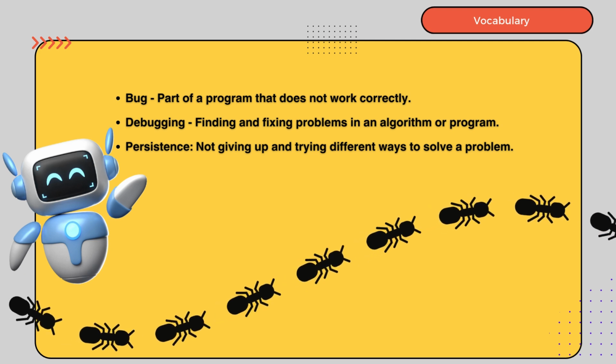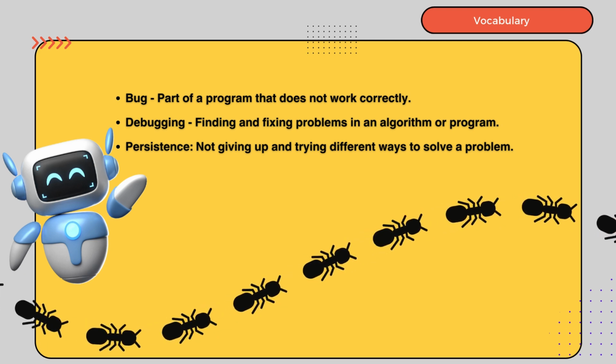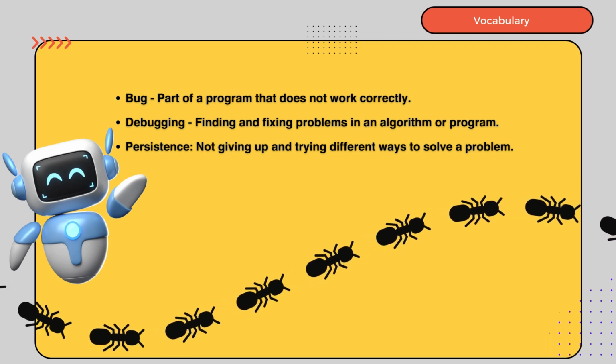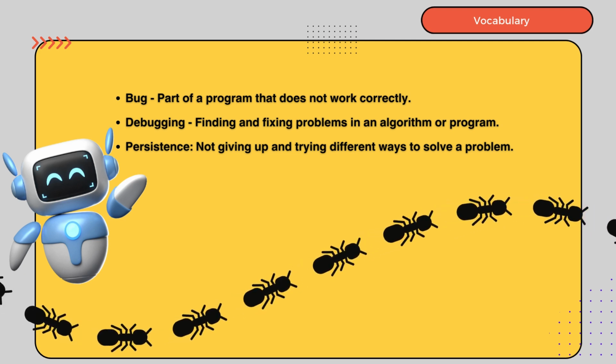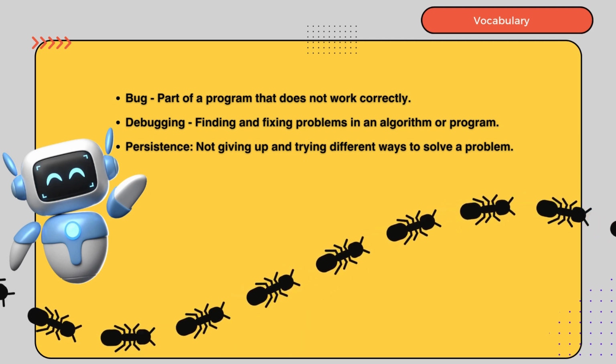This week's vocabulary: bug, part of a problem that does not work correctly. Debugging, finding and fixing problems in an algorithm or program. Persistence, not giving up and trying different ways to solve a problem.